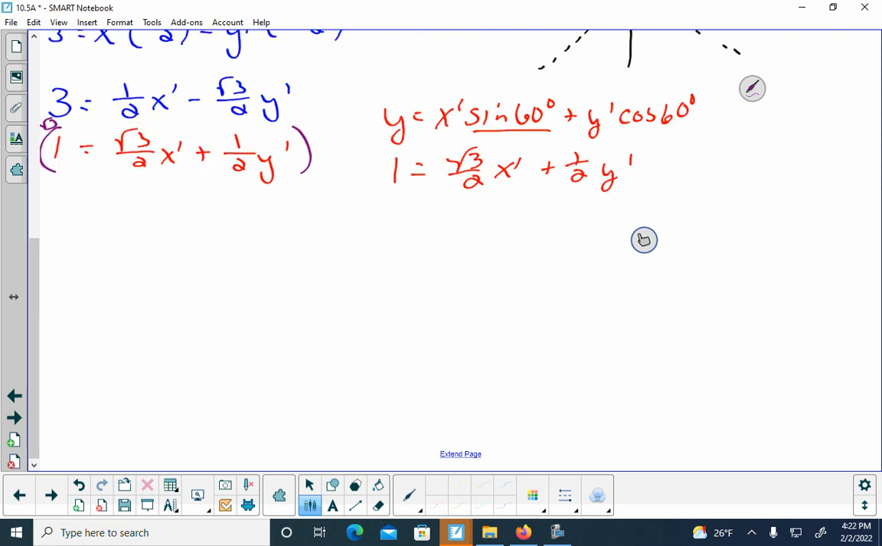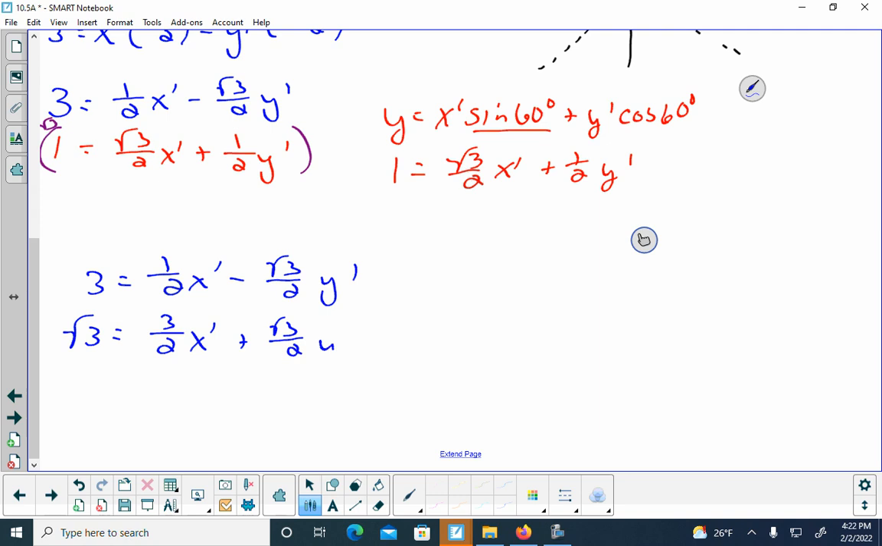So if I do that, the blue one's going to stay the same: 3 is equal to 1/2 x prime minus the square root of 3 over 2 y prime. Now I'm distributing the square root of 3, so the square root of 3 is equal to, the square root of 3 times the square root of 3 is 3, so that's going to be 3/2 x prime plus the square root of 3 over 2 y prime.